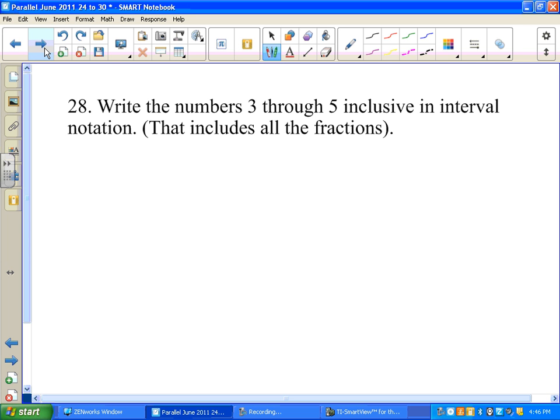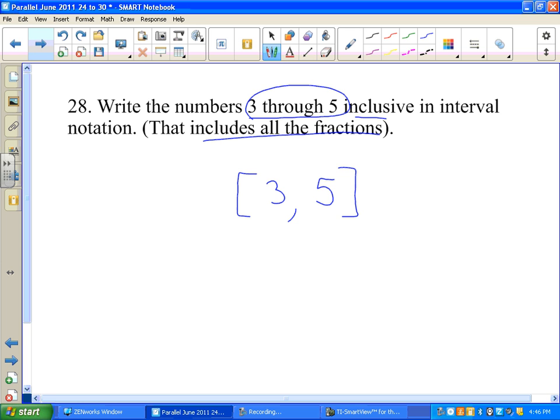Write the numbers 3 through 5 in inclusive interval notation. Okay, this includes all fractions and decimals because it doesn't say whole numbers 3 through 5, so that's 3.5, 4.5, 3.25, all those. Inclusively in interval notation. Interval notation is parentheses and brackets.